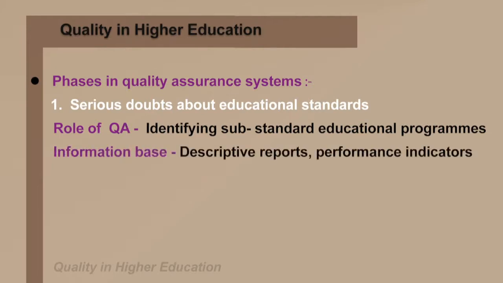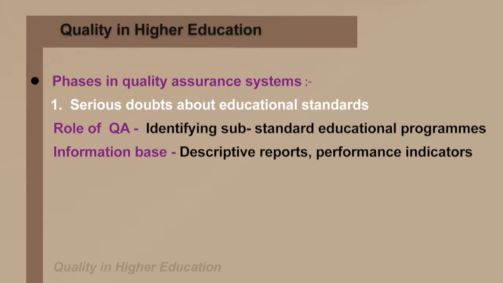And what kind of information base is used? There are descriptive reports, performance indicators, and here the accreditation, checking on standards, reporting to the state becomes an important aspect. So closing down of programs which are not good quality, or encouraging programs which are quality programs, could be one of the outcomes in this kind of thing.